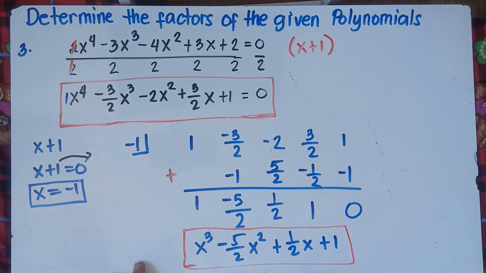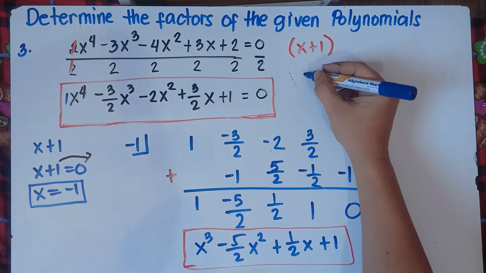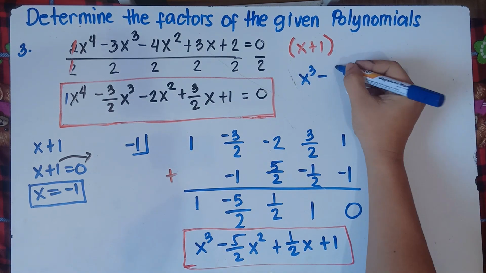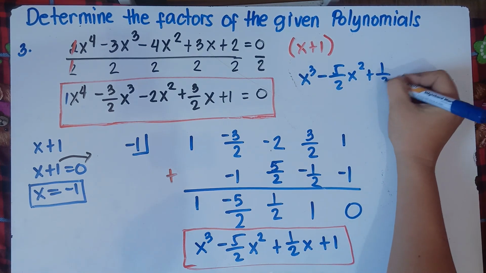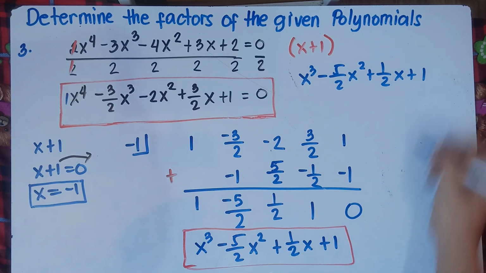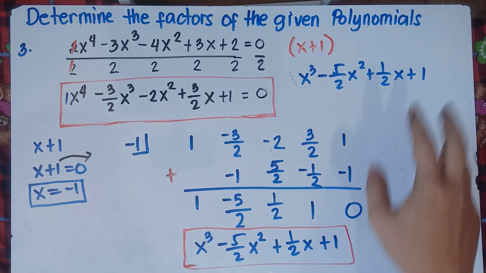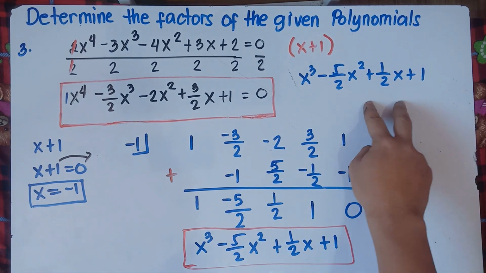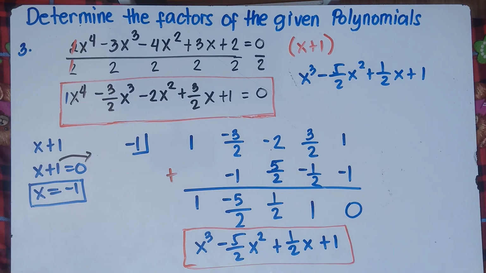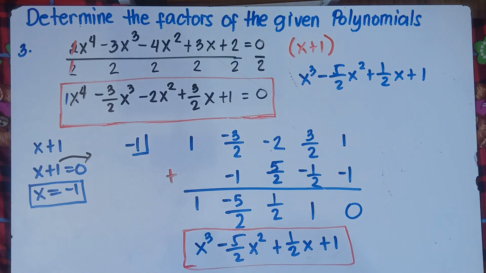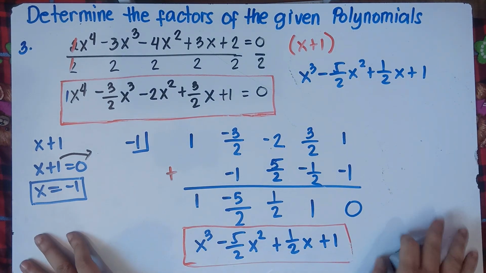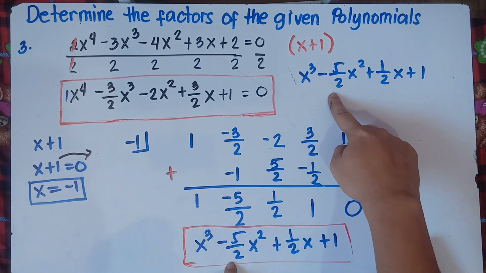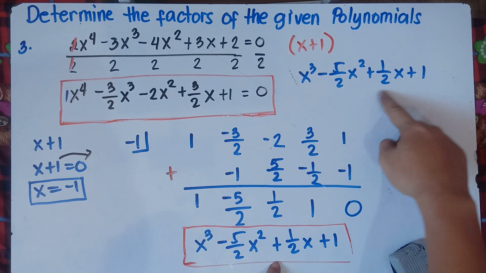So pause the video, class. I will be erasing this part. So this will be x cubed minus 5 over 2x squared plus 1 over 2x plus 1. So we will be finding another factor for this one, class. Quite complicated, right? So let me erase this part. So x cubed minus 5x squared plus 1x plus 1.